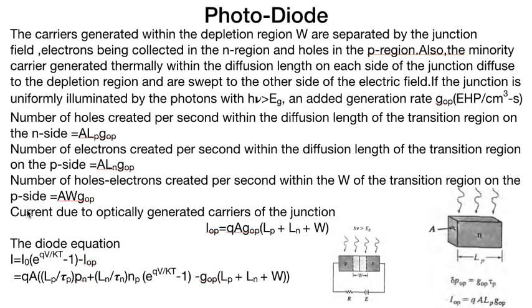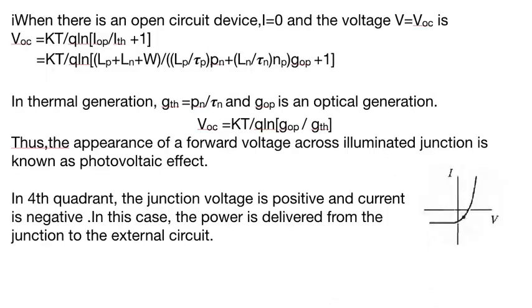The total optically generated current, I optical, will be q A times the diffusion length across the P region plus the diffusion length across the N region plus the width of the depletion region, which gives the current generated through optical activity. The total diode current can then be found by taking the total diode current minus the generated current.